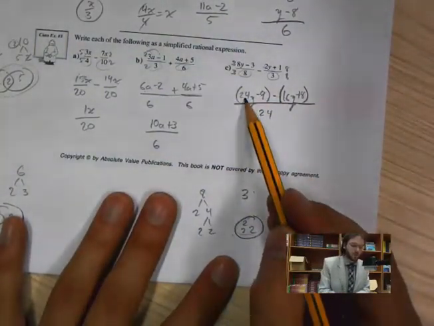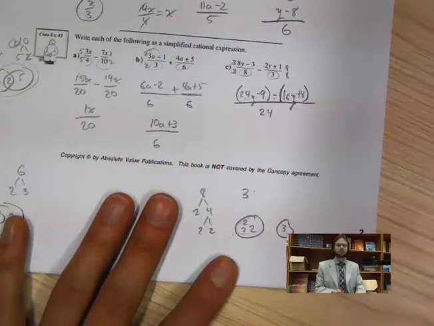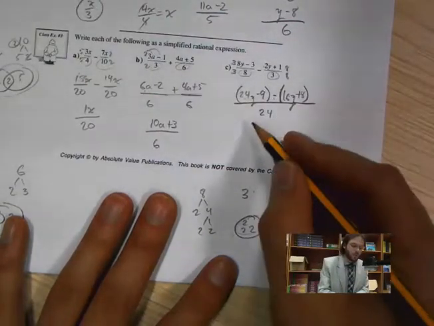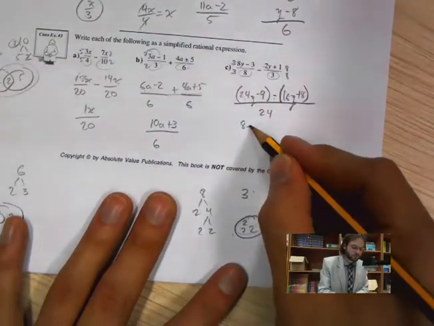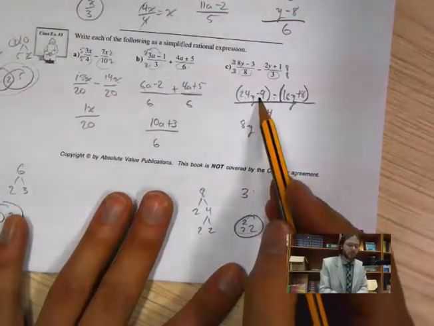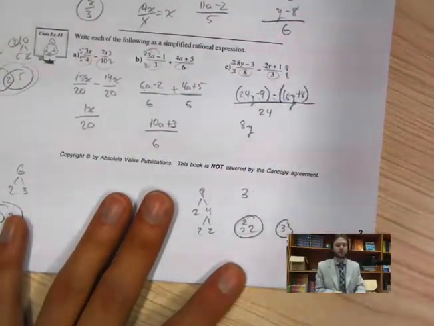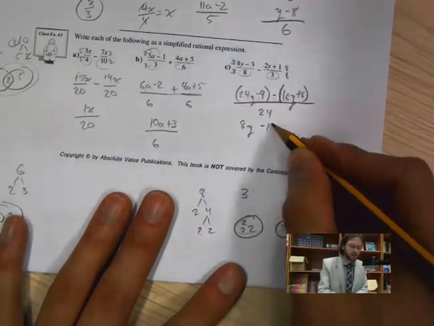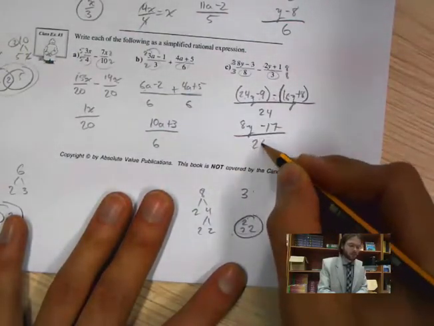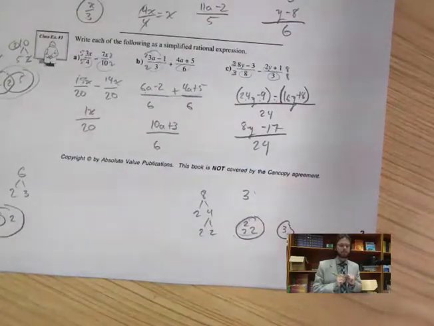So I have 24y subtract 16y. Well, that's going to give me 8y. Then we have negative 9y subtract 8y. Subtract positive 8y will give me minus 17y. That's all over 24. Okay? And that's it. Hopefully you get that.